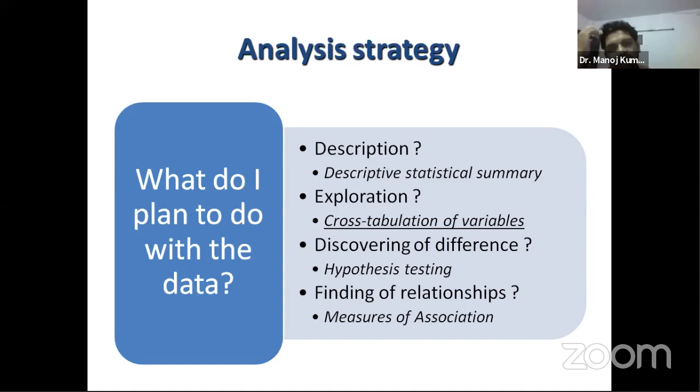And then finding the relationship. Sometimes you just want to find out some relationship between some variables, which can be done with the help of measures of association, meaning correlation and regression. Hypothesis testing can be done with the t-test, chi-square, or ANOVA, regression. So this sort of thing you can do with hypothesis testing.